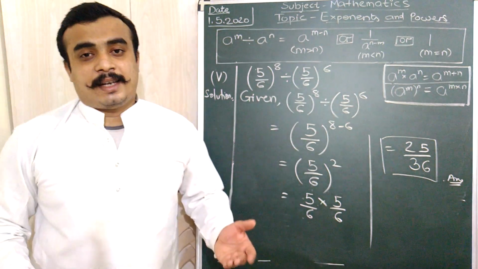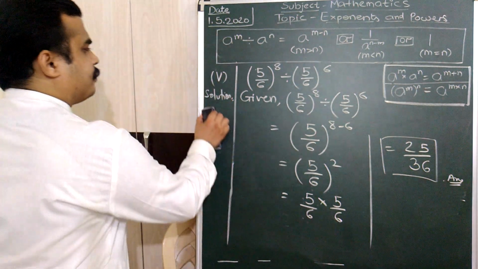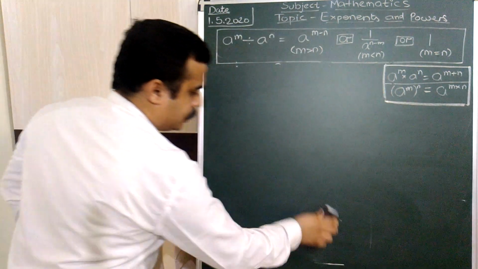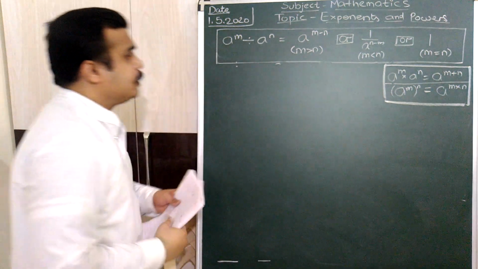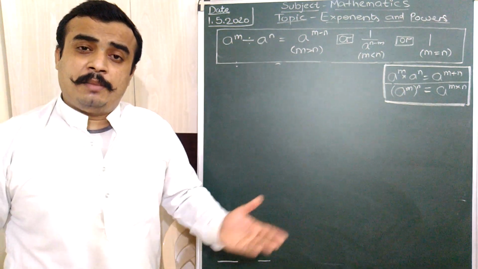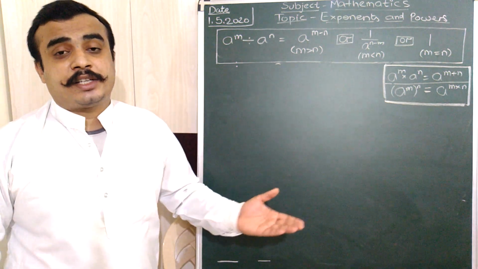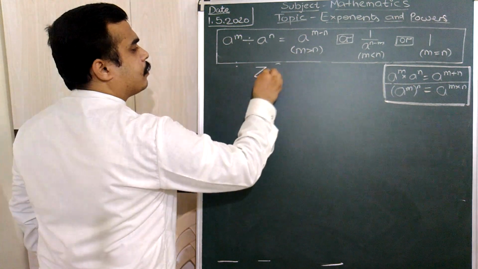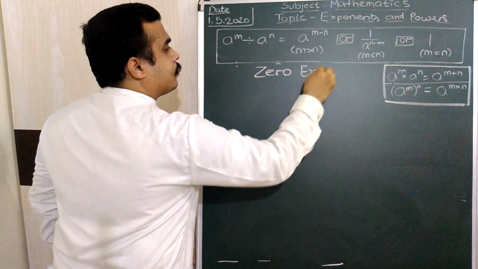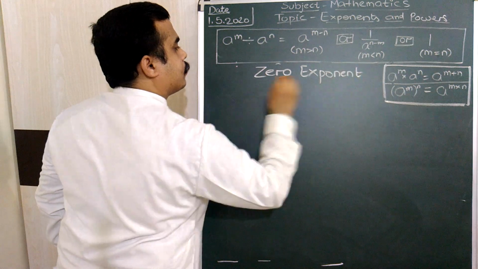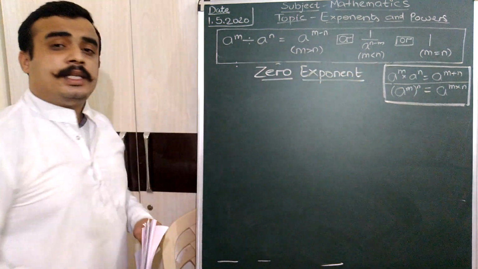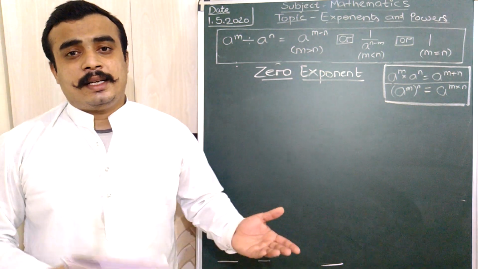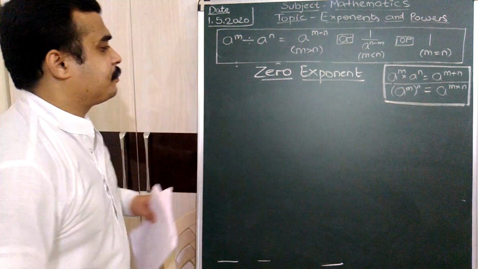Now let's see the next concept. So we can say that the value of a can be a whole number, can be an integer, or can be a fraction also. Zero exponent. Exponent means what? Power. Zero power. What does that mean? Let's see.